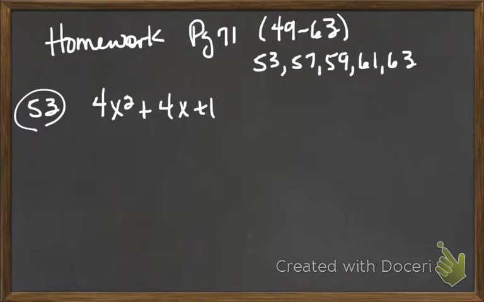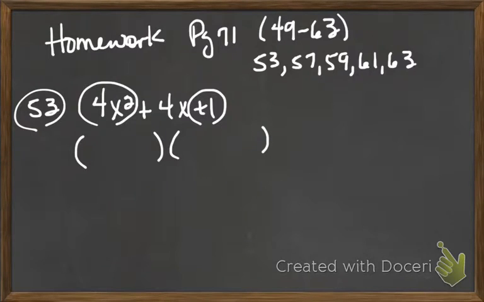So number 53, your directions say factor each perfect square trinomial. The reason this trinomial is called a perfect square is because its first term and its last term are perfect squares. You'll go ahead and start the problem just like it's a normal trinomial. Since the 1 is positive, the signs are the same, and both signs will be plus.